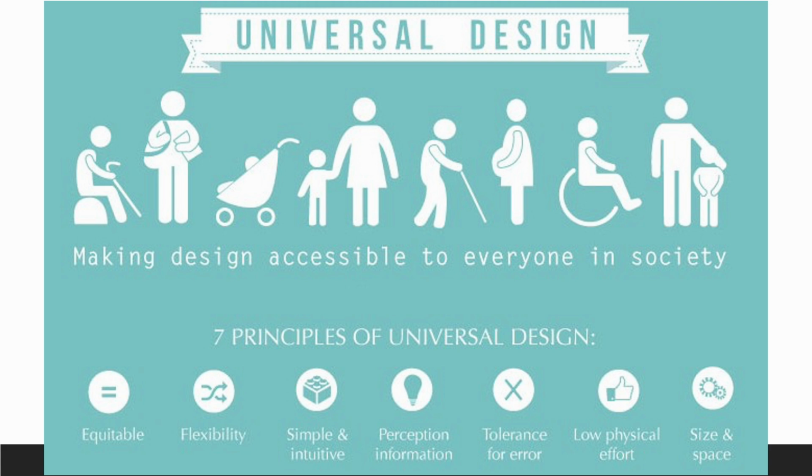Universal design considers the needs of all users in the entire facility rather than just a select few. It means that it's going to consider all people with different shapes, sizes, ages, and abilities and make design accessible to everyone in society. There are 7 principles for universal design, and I am going to get into them.